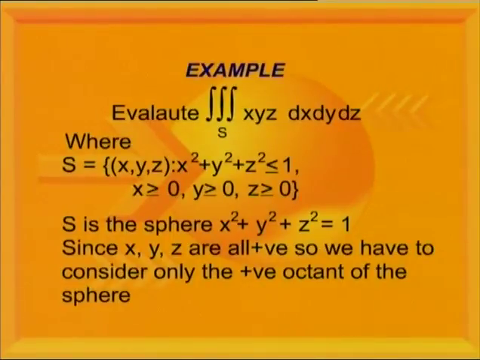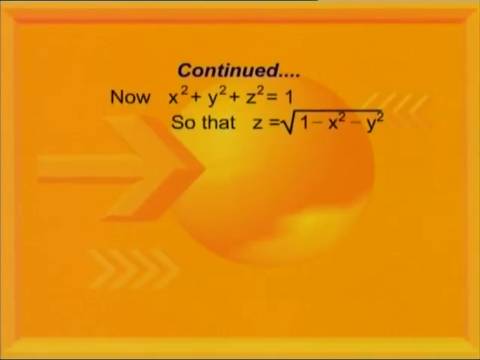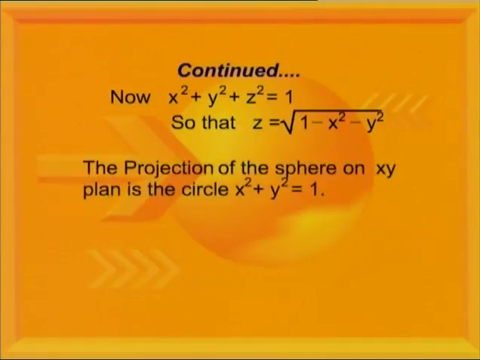S is the sphere x² + y² + z² = 1, that is the surface of this sphere. Since x, y, z are all positive, we have to consider only the positive octant of the sphere. Now x² + y² + z² = 1 can be written as z = square root of (1 - x² - y²). The projection of the sphere on the xy plane is the circle x² + y² = 1.